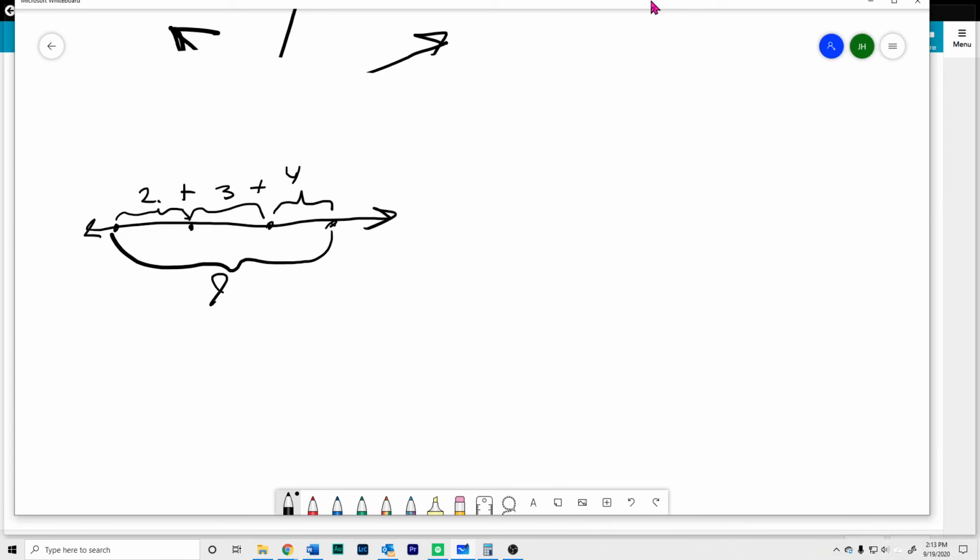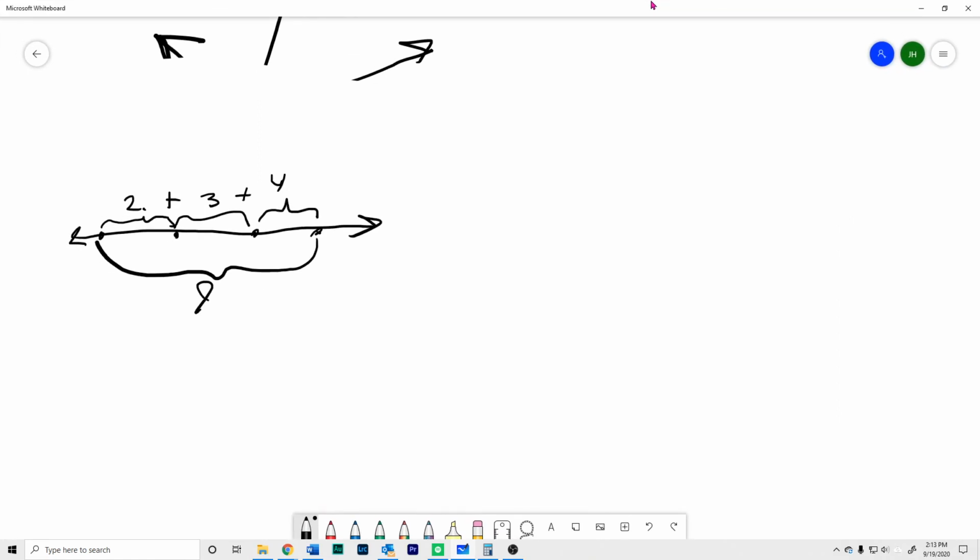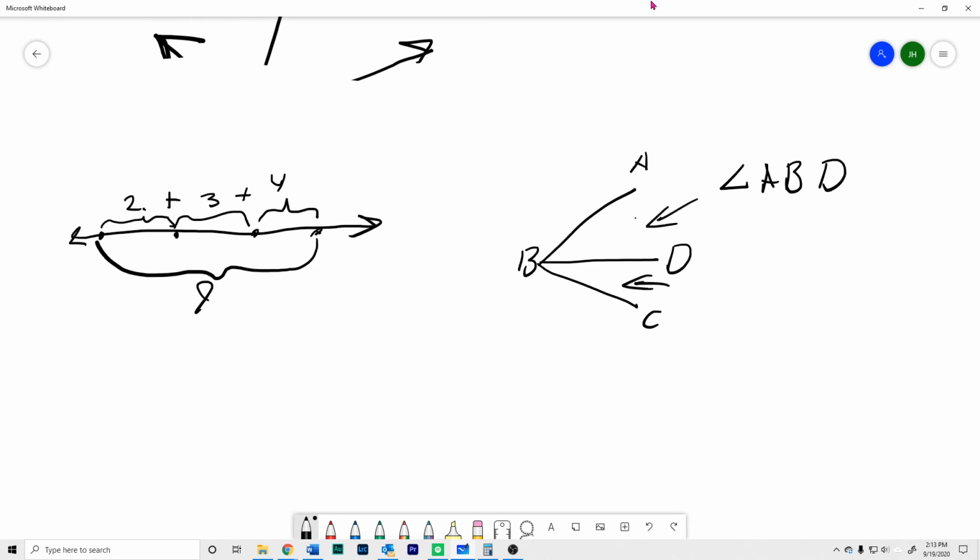So if I've got two angles and they share the same vertex, right? So that means A, B, C, D. All right, so you give an angle a name like this. This angle right here is angle ABD. This angle right here is angle DBC, right? DBC. And we add them up. And then the big angle is angle ABC.